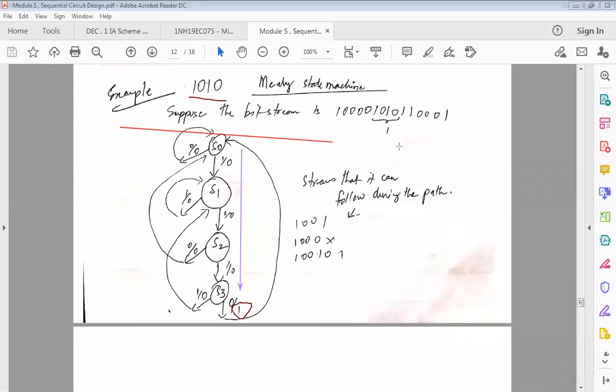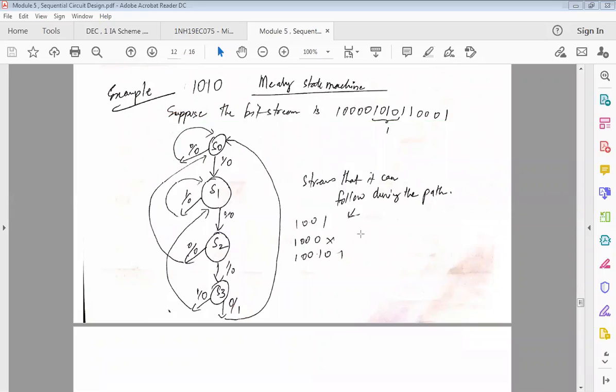So only from here to here. In fact, only this is going to be your question: detect 1, 0, 1, 0 with the help of a Mealy state machine. All that I have here is for your explanation. All this is for your explanation. Any other doubts you have, students?